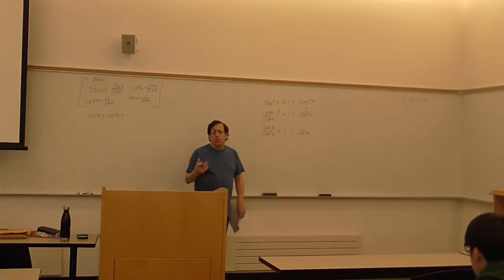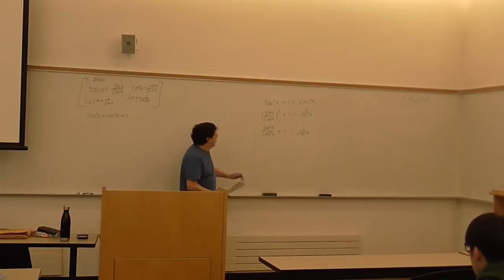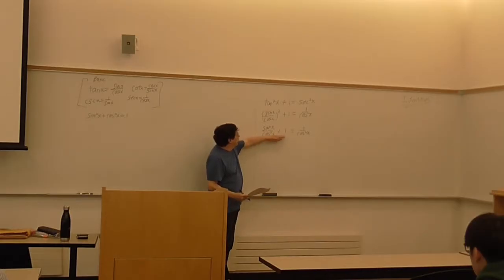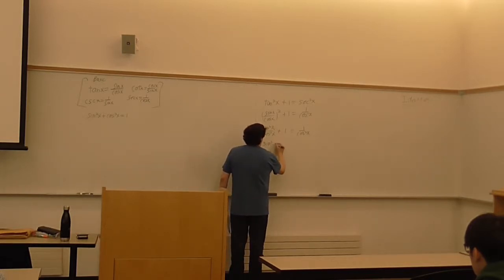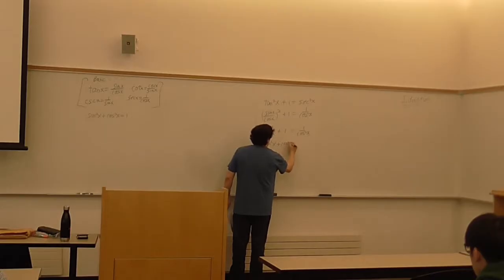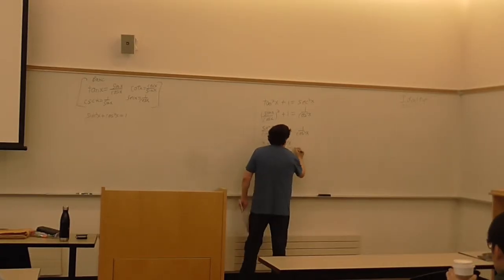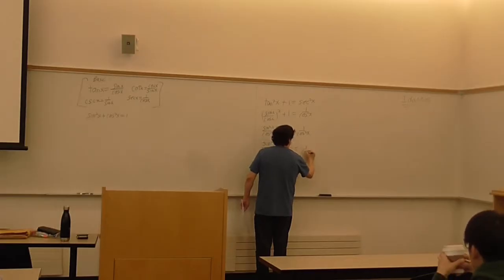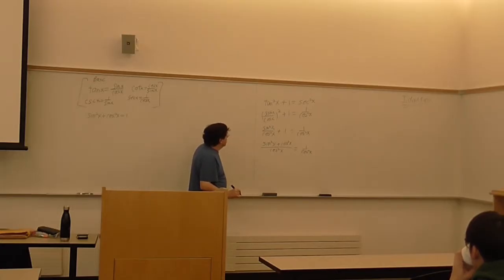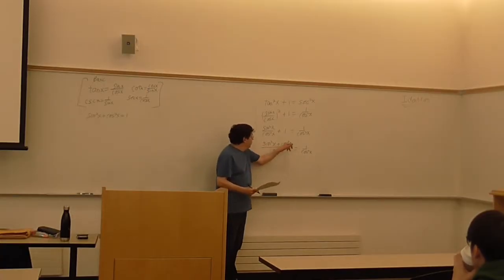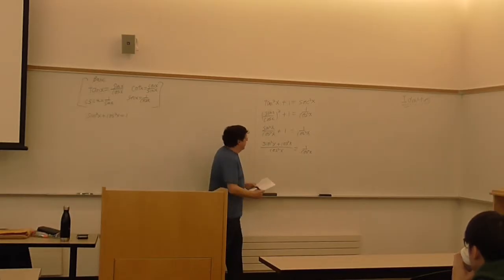And now I'm going to do something we're also going to do quite commonly. When we have a fraction, we're going to put everything over a common denominator. So this becomes sine squared x plus cosine squared x over cosine squared x. And this is still 1 over cosine squared x. Well, sine squared x plus cosine squared x is, of course, 1. Right?